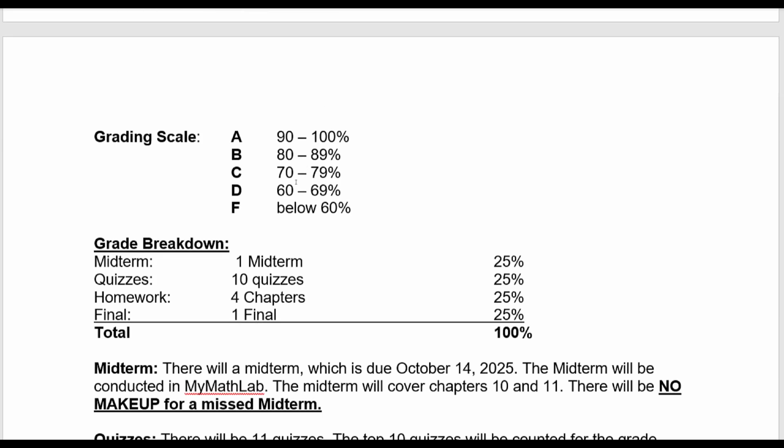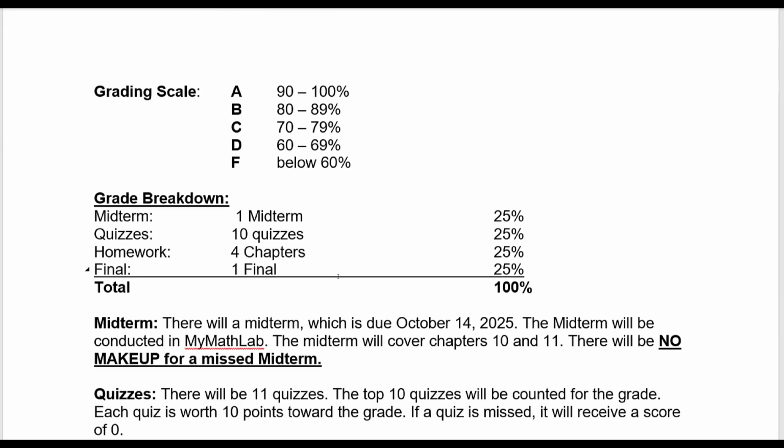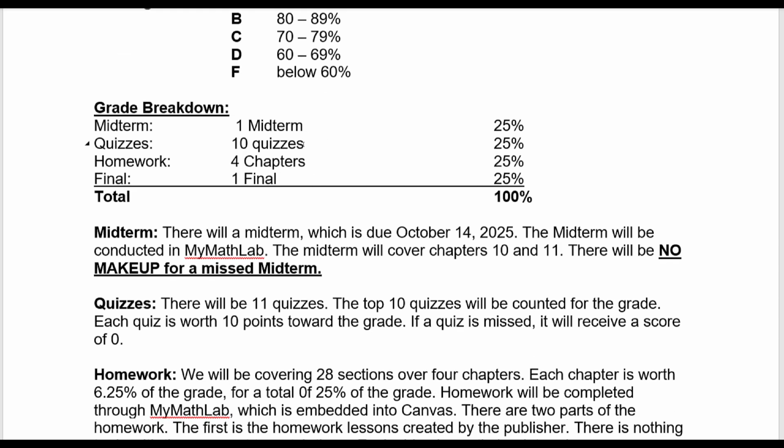Okay, grading scale: A, B, C, D, F. And then we have a midterm, which is 25% of the grade. 10 quizzes, that will be 25% of the grade. I used to do points, but now I'm breaking it up by categories. There'll be 4 chapters of homework, so each chapter is 6.25% of the grade. And then one final exam at 25%. So your midterm and final are going to be half the grade.